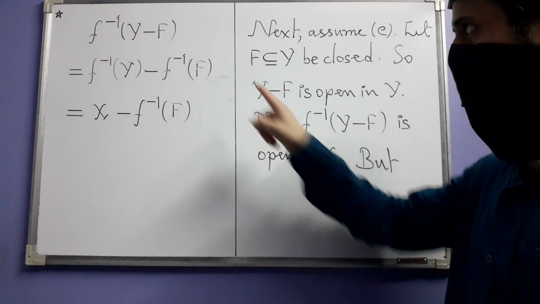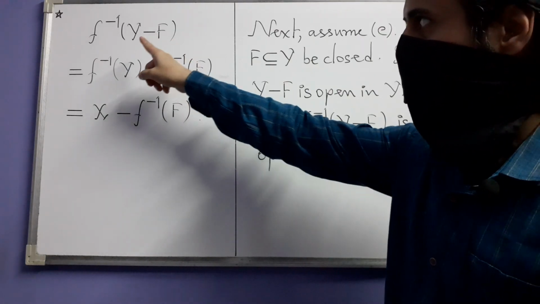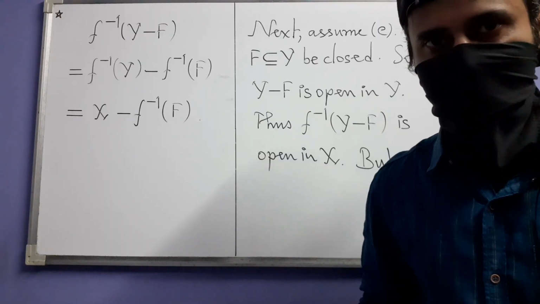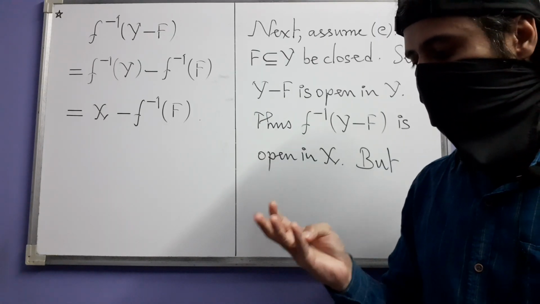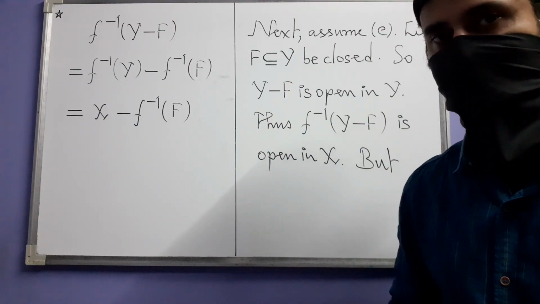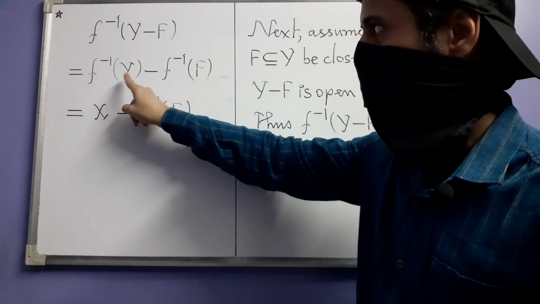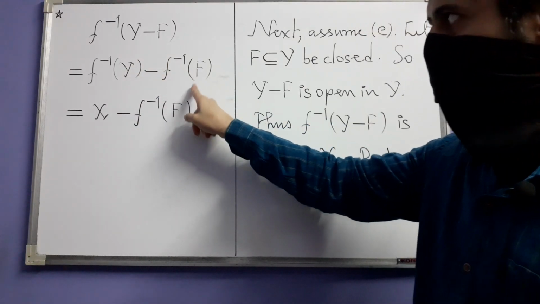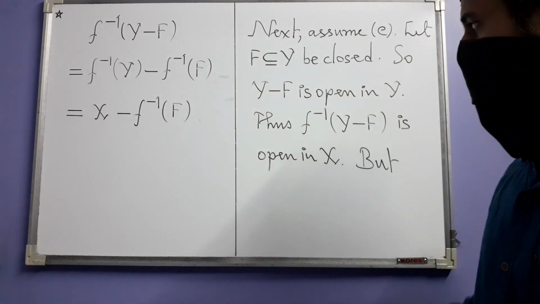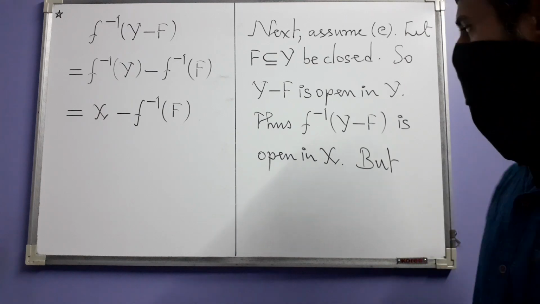But this inverse image can also be written as this. Note that inverse images behave well with all set operations: union, intersection, set difference, and in fact even containment. So f inverse of Y difference F is f inverse of Y difference f inverse of F, and this one is X. So combining this fact and this, what can you now say?